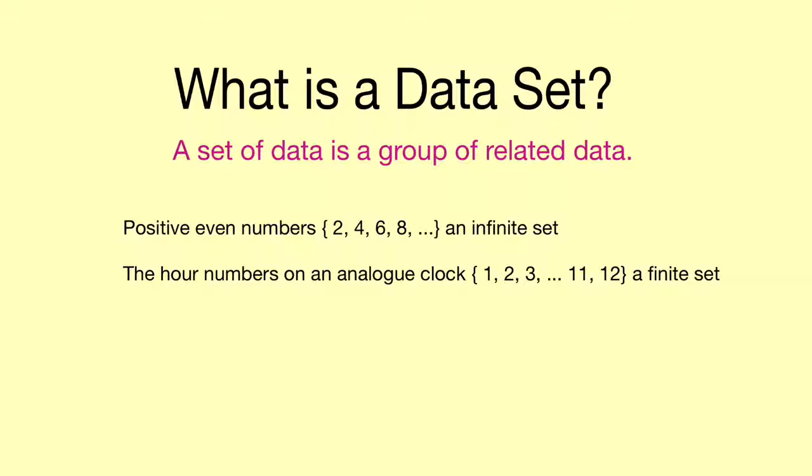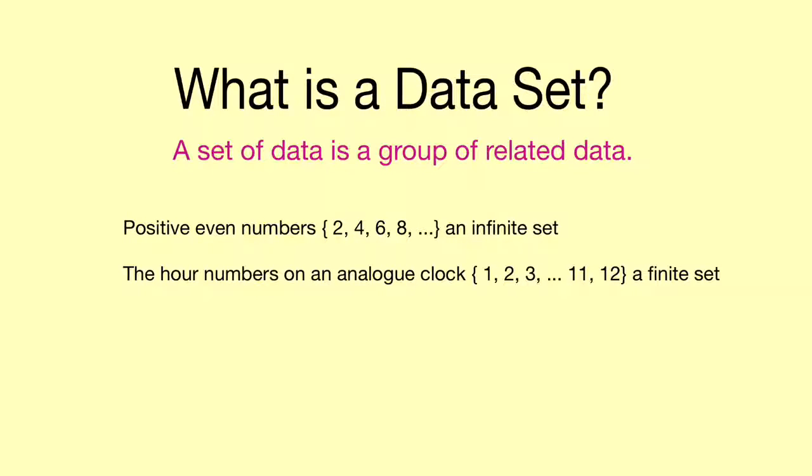For example, positive even numbers are 2, 4, 6, 8, and we write that with little braces around 2, 4, 6, 8, and because this continues forever, we put 3 dots after it. This is an infinite set. It goes on and on and on.